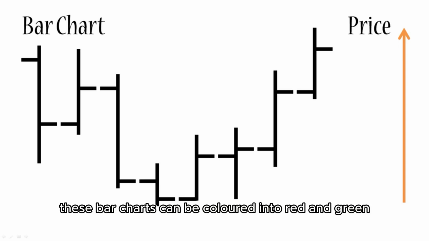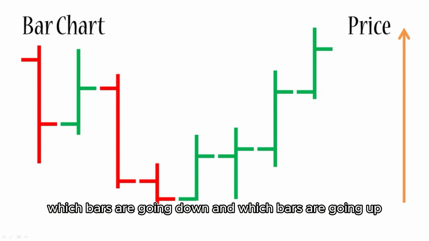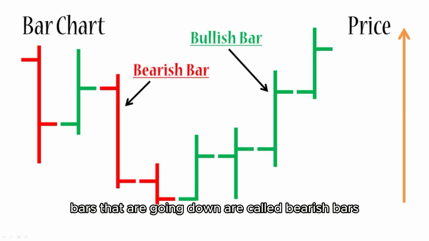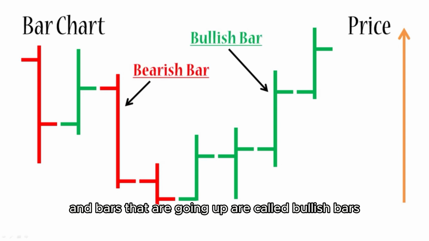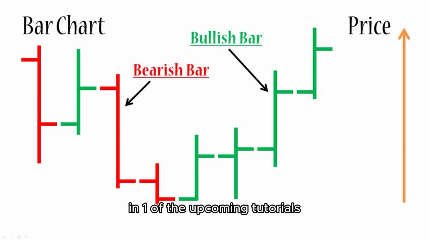Now sometimes these bar charts can be colored into red and green rather than just black to help traders see right away which bars are going down and which bars are going up. Bars that are going down are called bearish bars and bars that are going up are called bullish bars. But we'll talk more about bears and bulls in one of the upcoming tutorials. Now this is a bar chart.